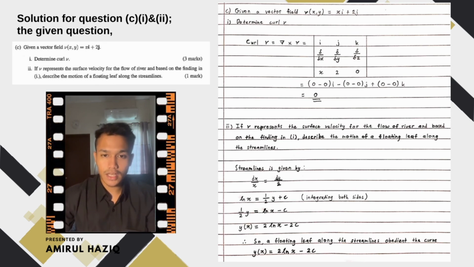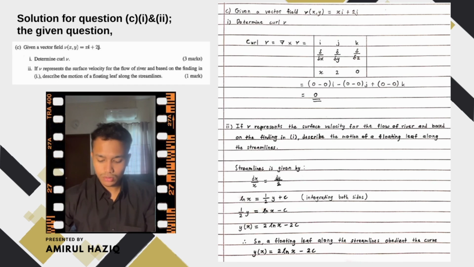So we arrange the i, j, k as shown, differentiate with respect to x and the i, differentiate with respect to y and the j, and differentiate with respect to z and the k. The value for i is x, the value for j is 2, and there is no value for k, so we put it as 0. The value of the cross product is 0 minus 0 for i, 0 minus 0 for j, and 0 minus 0 for k. So the value is 0.